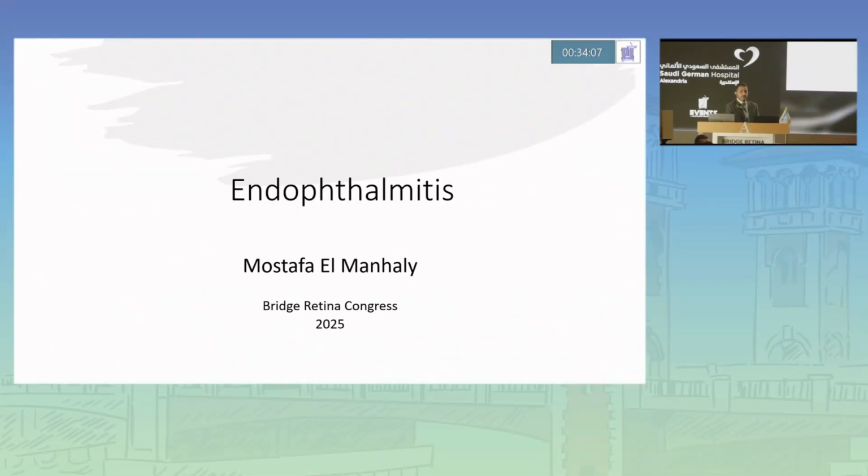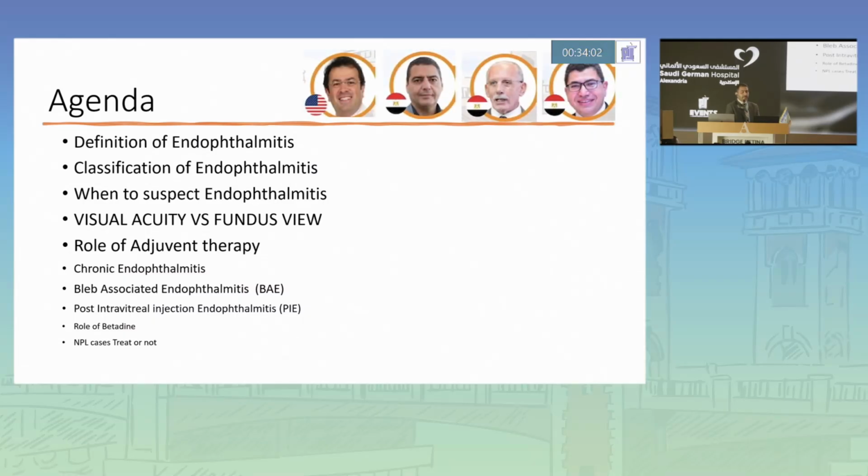Okay, so today we are going to discuss the issue of endophthalmitis with our dearest panelists and eminent professors. These are the topics that we are going to go through rapidly, and I will need your help to go rapidly with concise and to the point answers so we can wrap up all the topics of endophthalmitis.